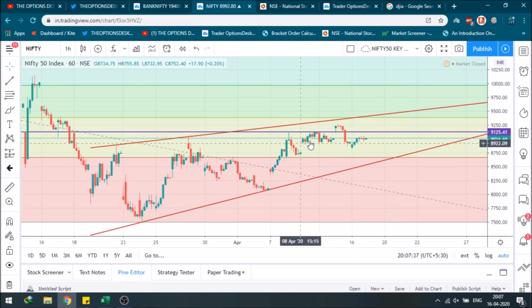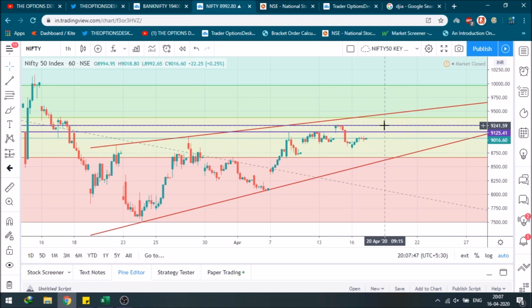As you can see, this was a reversal zone here, and then it tested this particular level, and once it broke, it gave a good fall. So 9125 would be my level, and the first target would be, as I gave the previous day, the 100 points level, no issues.